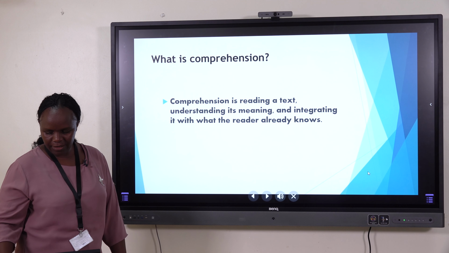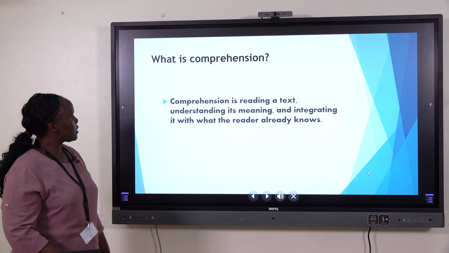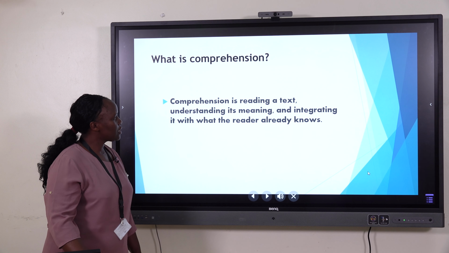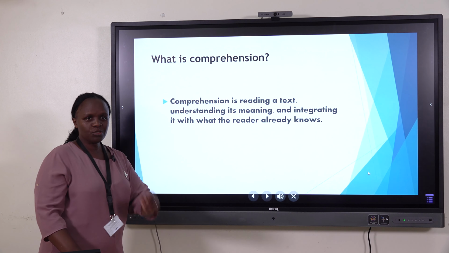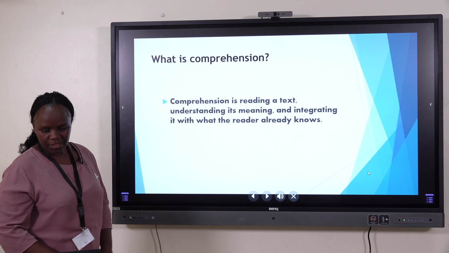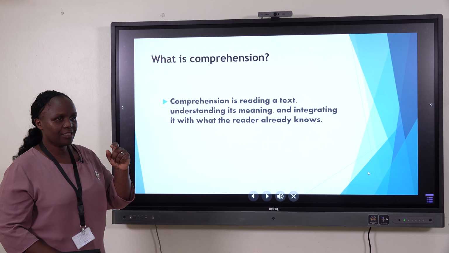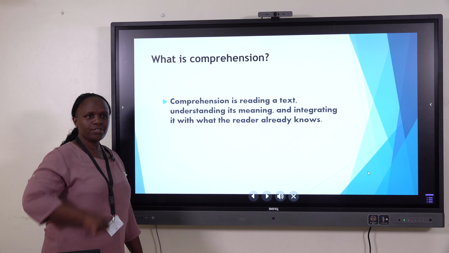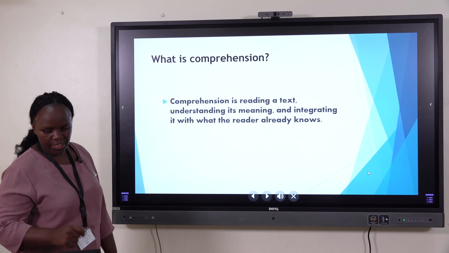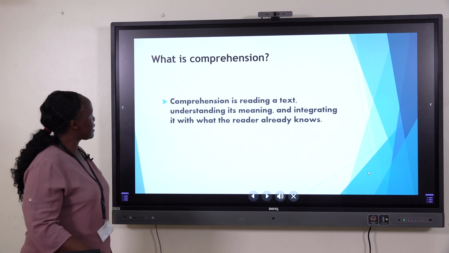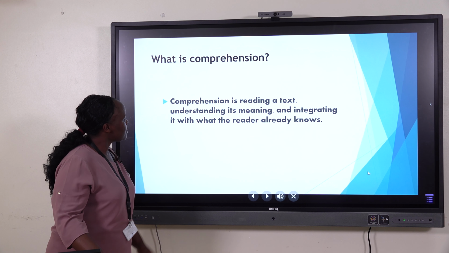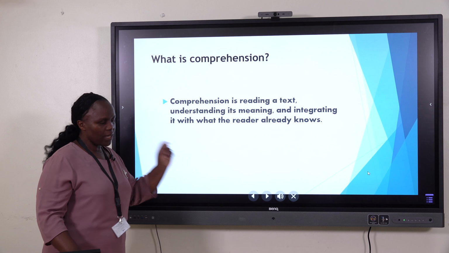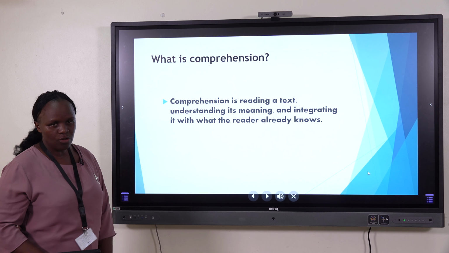And here I have a definition which says comprehension is reading a text. I know most of you, when I mentioned comprehension, in your mind you had the aspect of reading. So in comprehension, we not only read. There is reading a text, understanding its meaning, and integrating it with what the reader already knows.